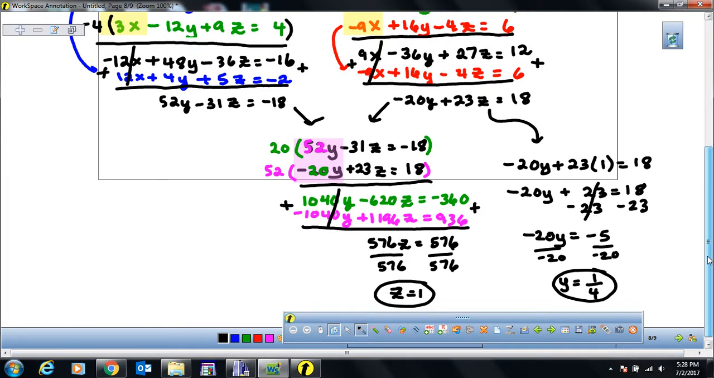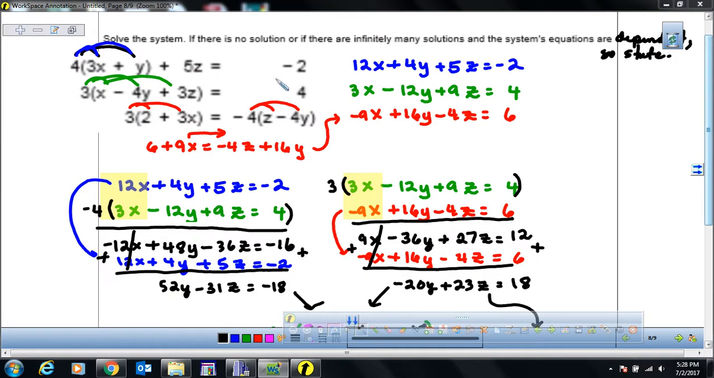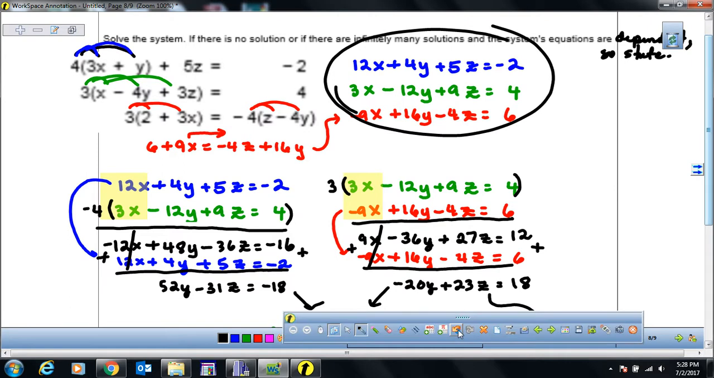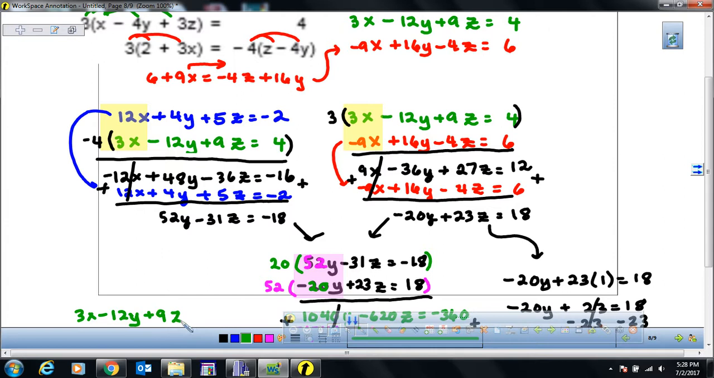Now, once we find the second variable, how do we find the third? Remember that we need to substitute both of these back into any of the three original equations to find the third one. I wouldn't suggest using these. Let's use the ones that we fixed right here on the right side. Pick one of these three original equations, and substitute the two variables that we already know. I'm going to use the middle one. The middle one says 3x minus 12y plus 9z equals 4.